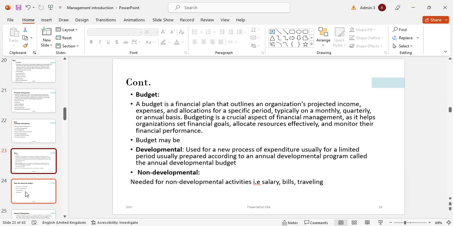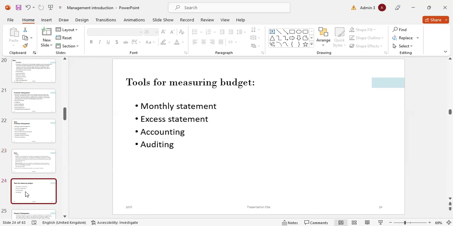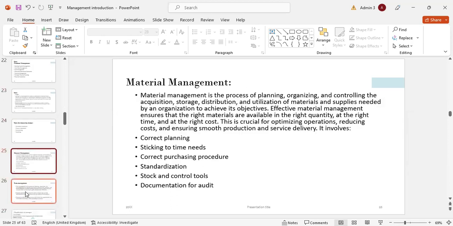Budgeting is a crucial aspect of financial management as it helps organizations set financial goals, allocate resources effectively, and monitor their financial performance. A budget may be developmental or non-developmental. Developmental budget is used for a few processes of expenditures, usually for a limited period, usually prepared according to annual developmental programs, called the annual developmental budget. Non-developmental budget is needed for non-developmental activities, that is salary, bills, and traveling. Tools for measuring budget: monthly statement, excess statement, accounting, and auditing.